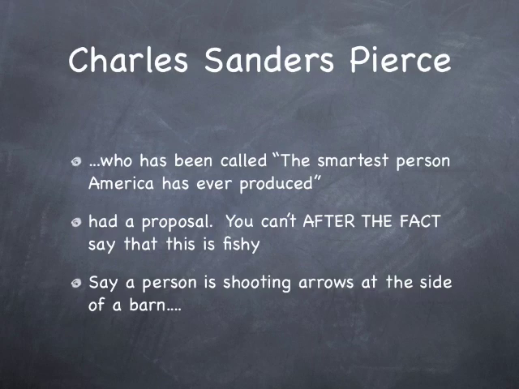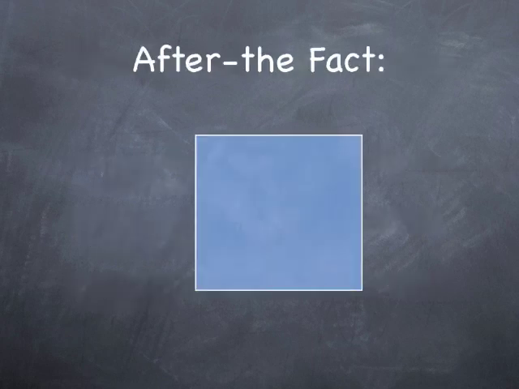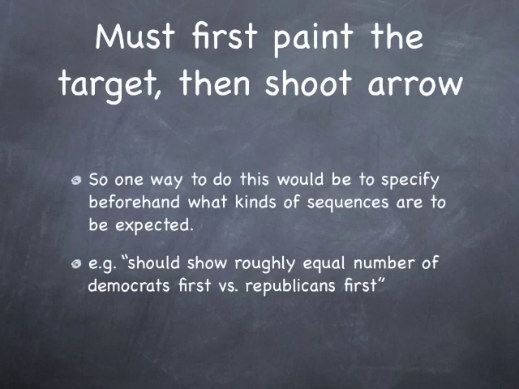For example, say a person is shooting arrows at the side of a barn. Say this is the side of a barn. I'm not really that great at art, so bear with me. Somebody shoots an arrow in, and then after the arrow is shot, they paint a target and say, "Ha! Look, I hit the exact center of the target. Aren't I good?" This is just not going to cut it. What you've got to do is first paint the target, and then shoot the arrow. So, for example, in the Caputo case, one thing you might say is that after 40 or 50 ballots that you put together, you really should show a roughly equal number of Democrats first versus Republicans first.